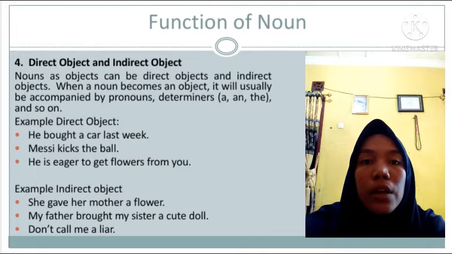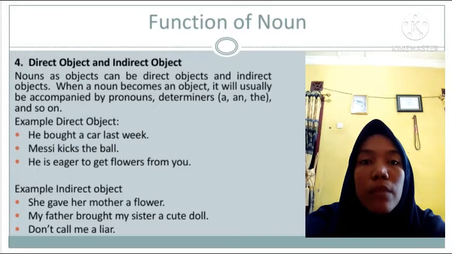For example, indirect object. The first: she gave her mother a flower. The second: my father brought my sister a cute doll. The third: don't call me a liar.